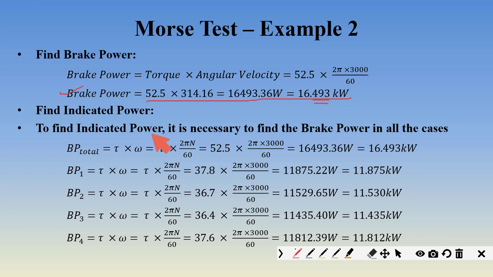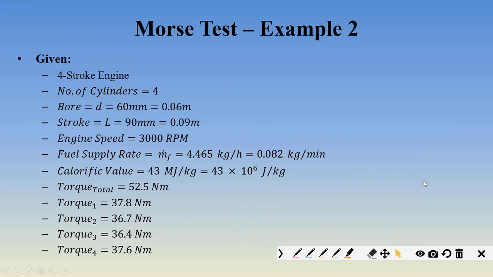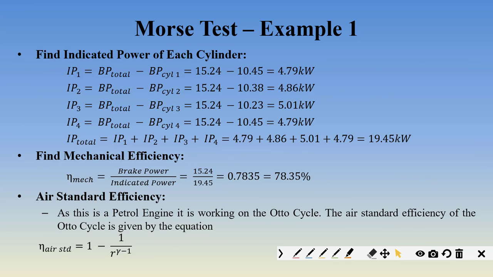Now, how are we going to find indicated power? To find indicated power, we will have to use those formulas. See, IP1 is equal to BP total minus BP cylinder 1. We will have to use these formulas. IP2 is what? BP total minus BP cylinder 2, and so on.